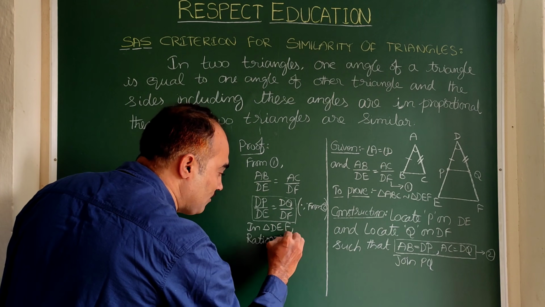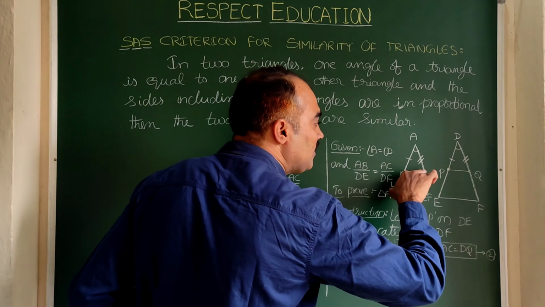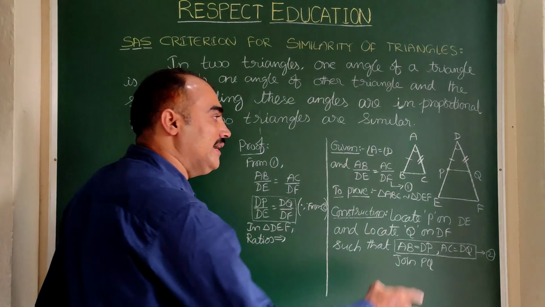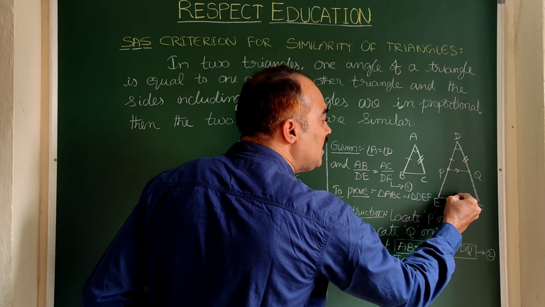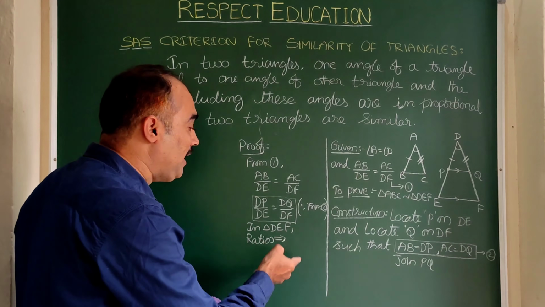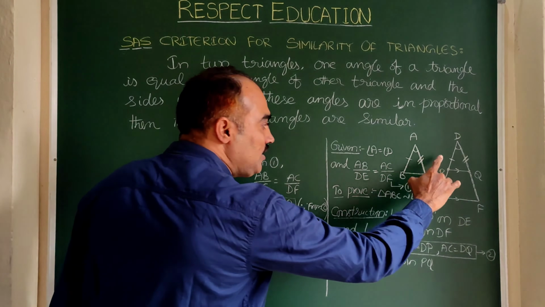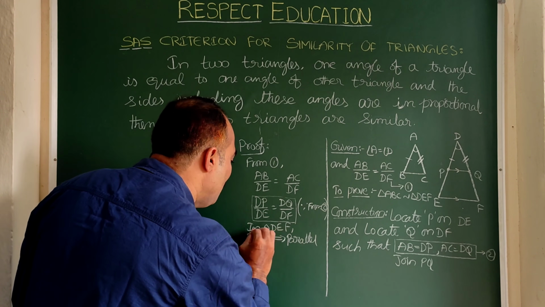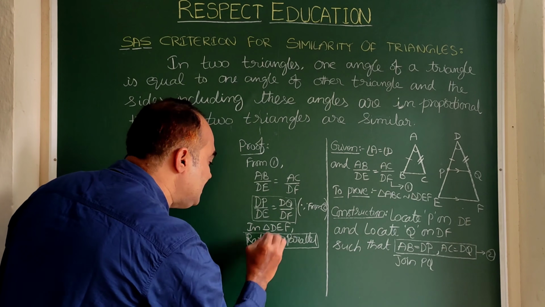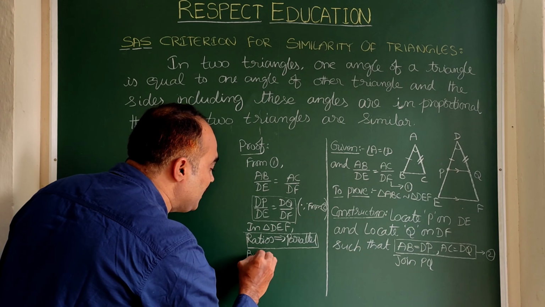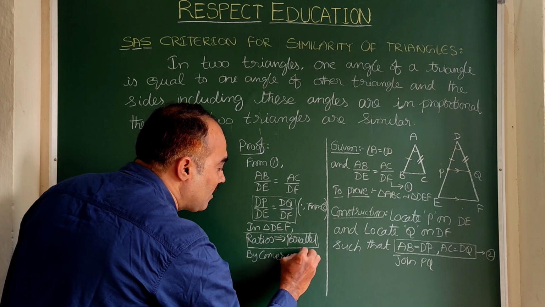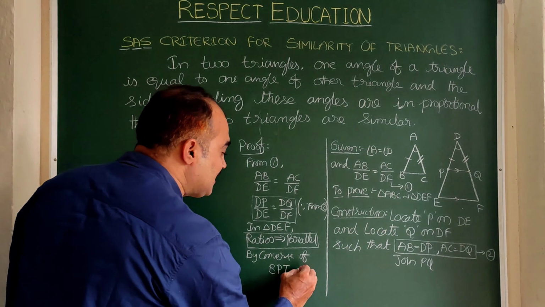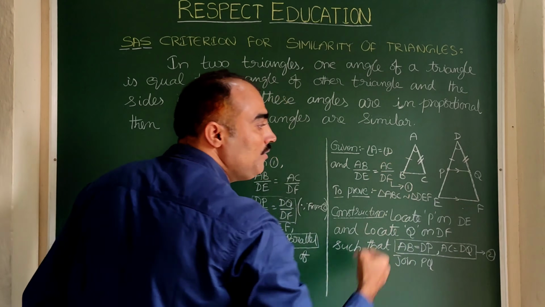When ratios are equal in a triangle, suppose a line divides two sides of a triangle in the same ratio, then that line is parallel to the third side. That is what is given by the converse of BPT. So if ratios are equal, lines are parallel. So here ratios imply parallel. This is given by the converse of the basic proportionality theorem, so we can say PQ is parallel to EF.